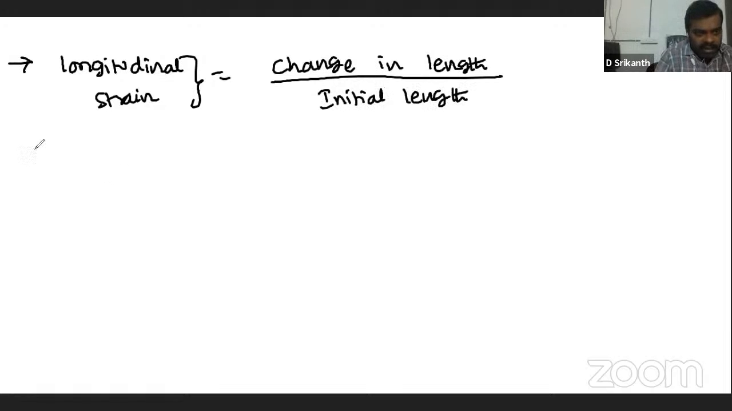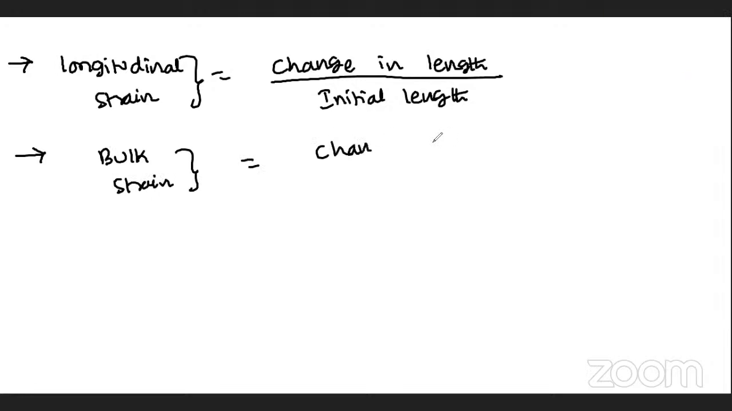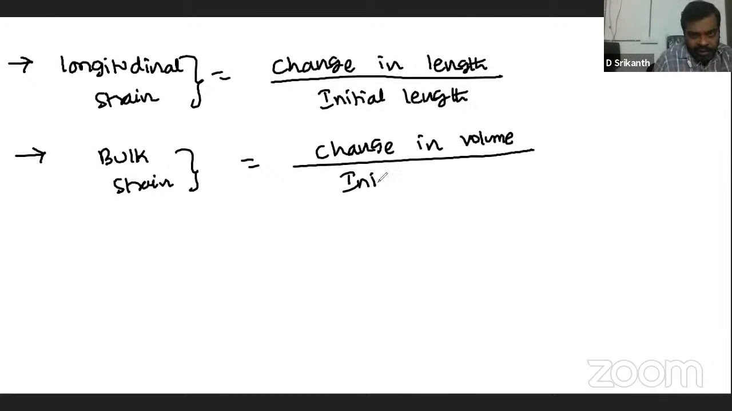Then bulk strain. Bulk strain is the change in volume divided by the initial volume.